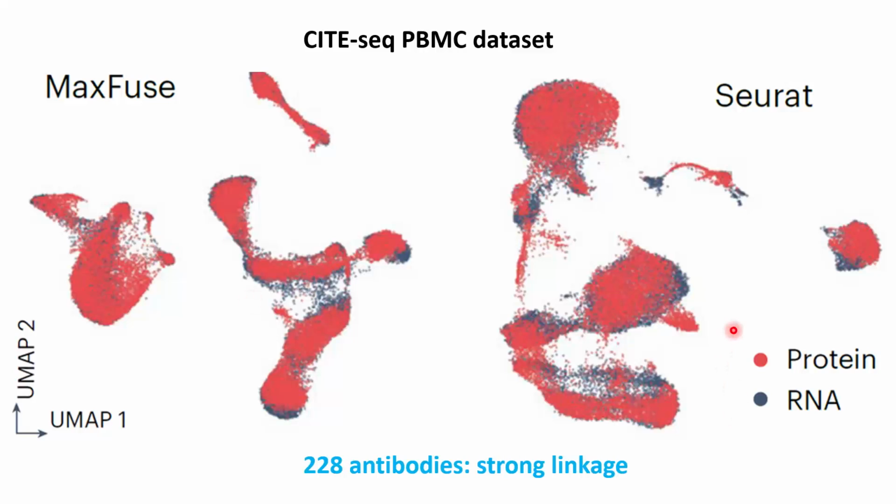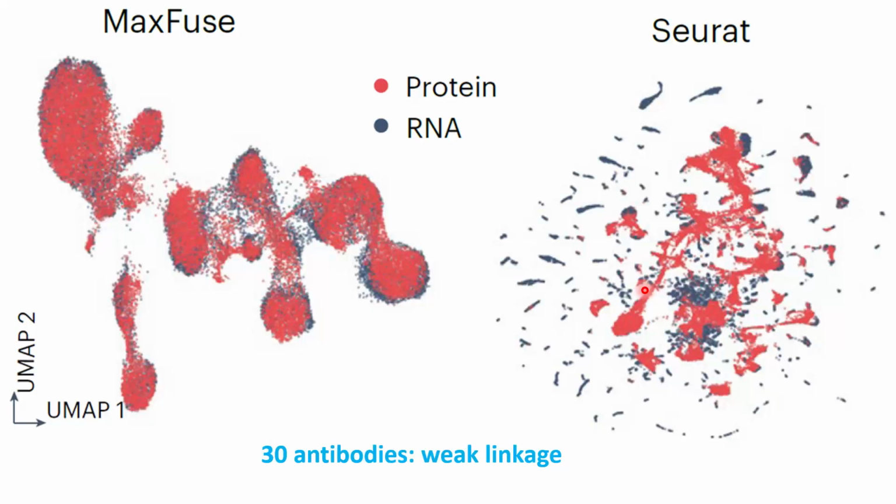At the same time, they used the Seurat package to integrate the same dataset. Because this dataset has 228 antibodies, the linkage will be strong between the protein and RNA assays, so Seurat also integrated the data very well. But if they reduced the antibody number to 30, here they call it weak linkage because the antibody number is low for the protein assay.